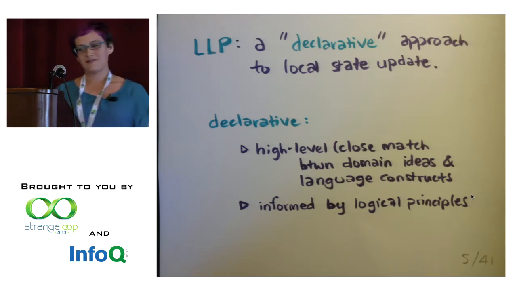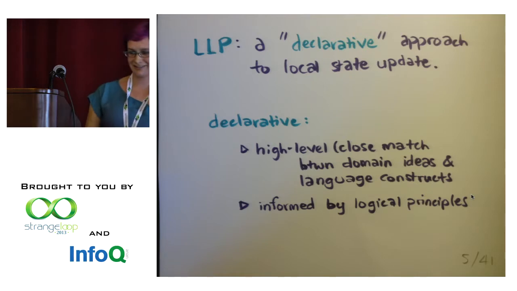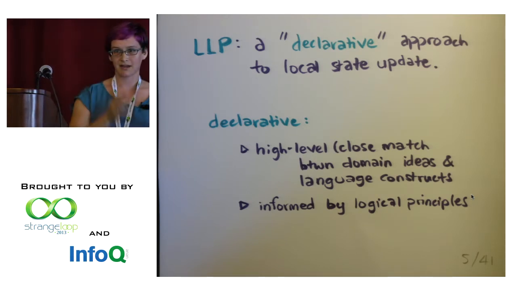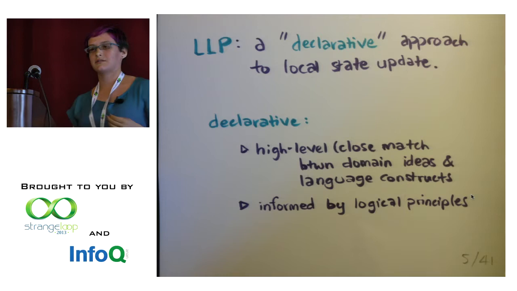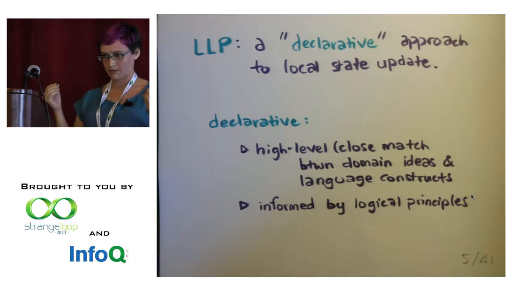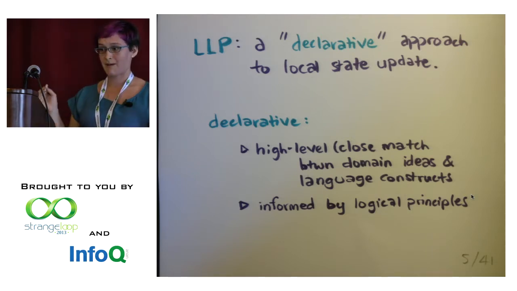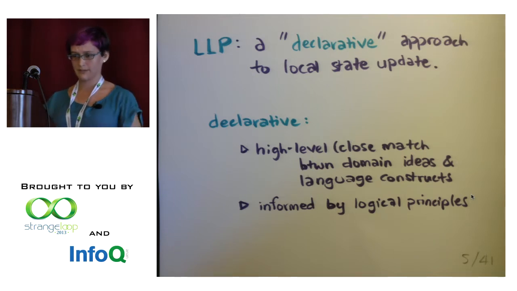So I'll start by giving you another fuzzy word, which is high level. What I mean by that is that there is a really close match between the ideas that you're trying to represent, like the state of your system, and the constructs that are available to you in the language. So I really want there to be a direct mapping between those things.